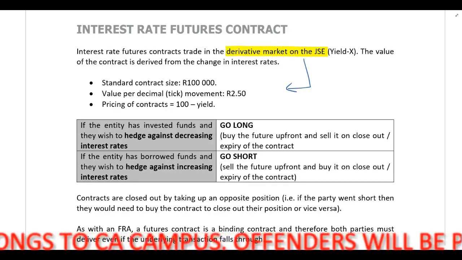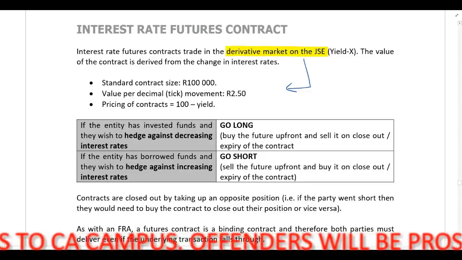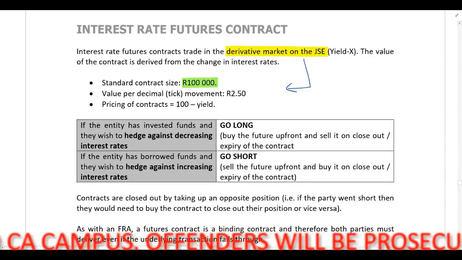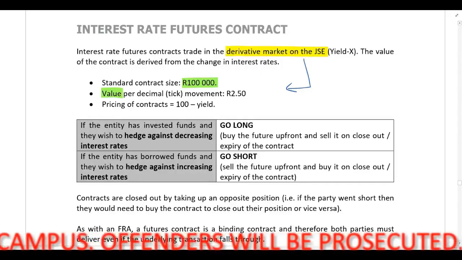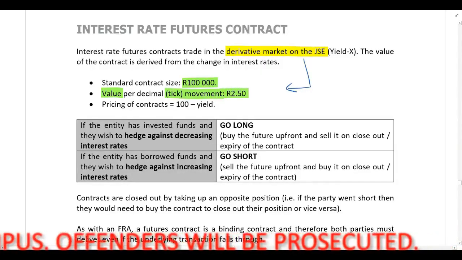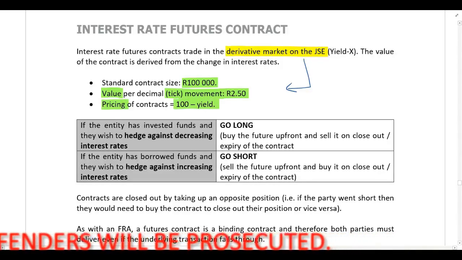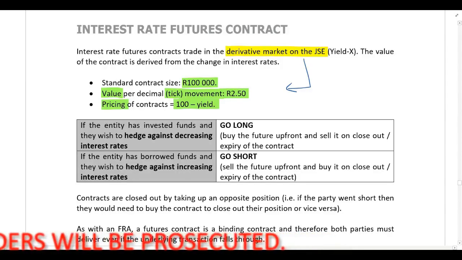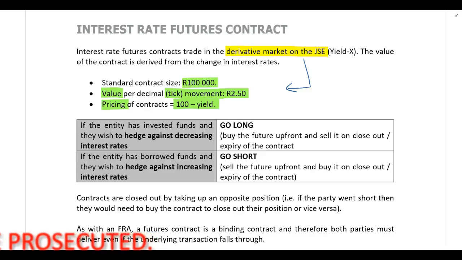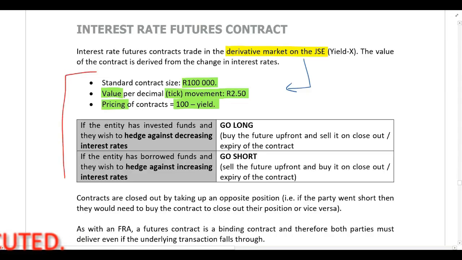So you need to study, please. The standard contract size is 100,000 Rand. The value of a tick movement is 2.50 Rand, and the pricing of the contract is 100 minus the yield. So once again, guys, up front, I'm just showing you all of the rules that you need to study. I will then show you the application of the rule when we get to the example just below. So all of this needs to be studied, please.